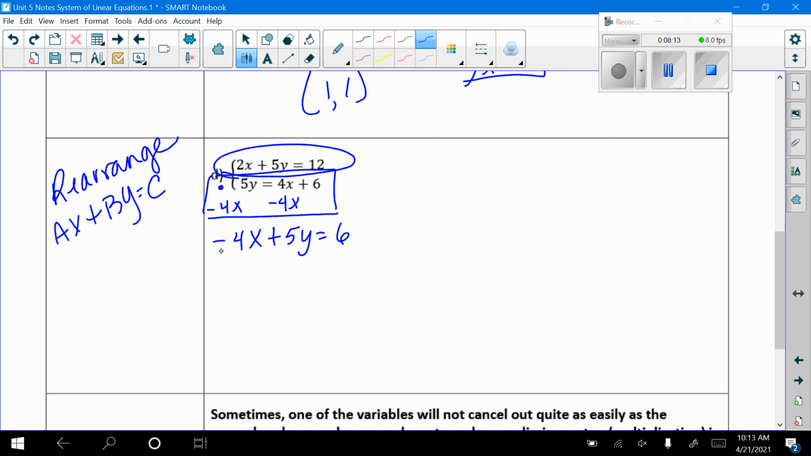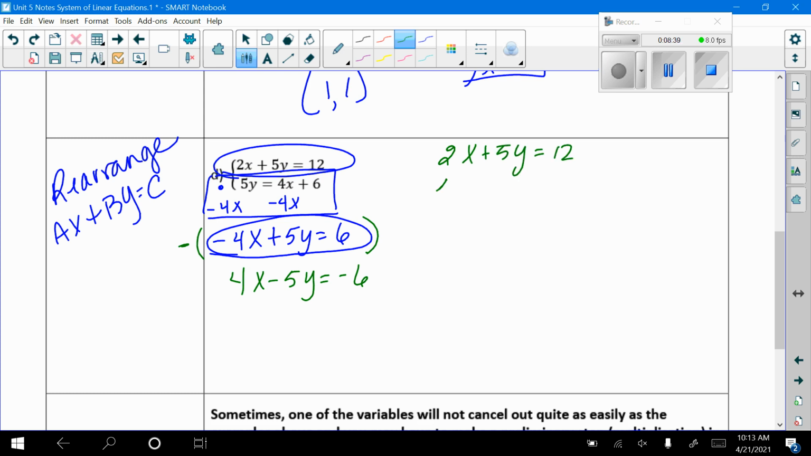And then I'm going to use this top one and the bottom one. My y's will cancel except I need to subtract. So I'm going to subtract this quantity. That makes that 4x minus 5y equals negative 6. So now I can use the top one and the bottom one. So 2x plus 5y equals 12, and 4x minus 5y equals negative 6. So I get 6x equals 6. x is equal to 1, so I divide by 6 on both sides.